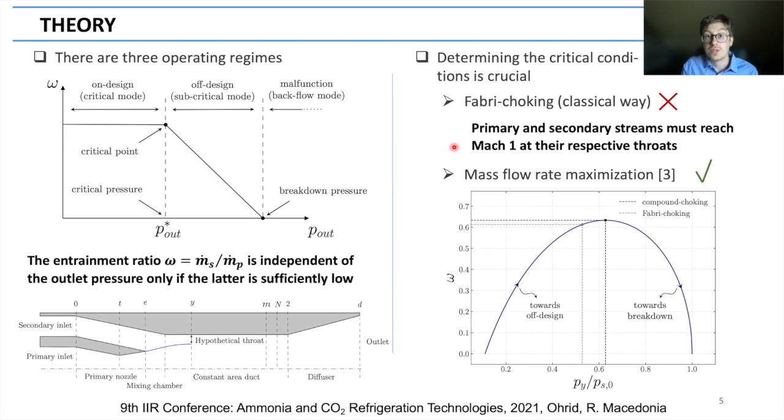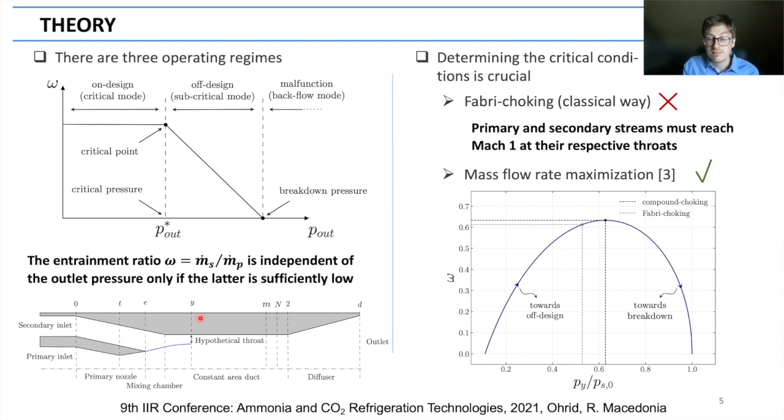So for the primary stream, this is rather straightforward, but for the secondary stream, the choking is supposed to be occurring at the so-called hypothetical throat, which is an aerodynamic throat that is formed by the expansion of the primary stream into the mixing chamber and the ejector wall.